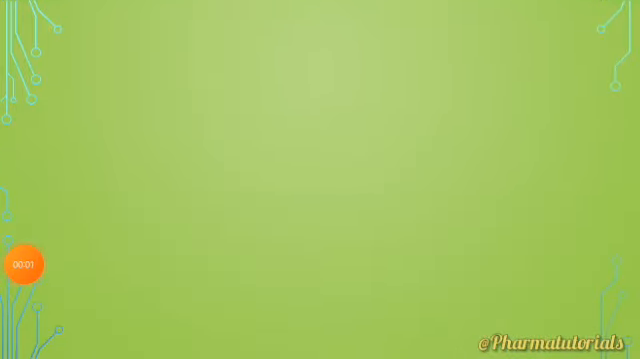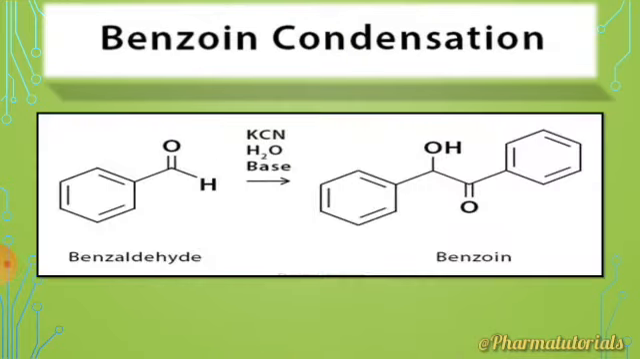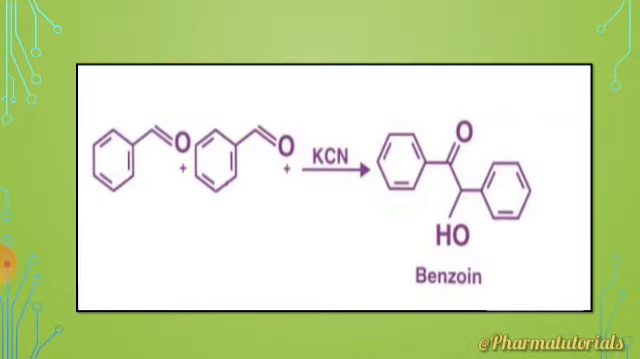Next, benzoin condensation. Benzoin condensation is an addition reaction involving two aldehydes, mainly aromatic aldehydes, in the presence of a cyanide catalyst. This cyanide catalyst may be NaCN, sodium cyanide, or potassium cyanide. Then let us see the reaction mechanism. The reaction is catalyzed by a nucleophile such as an N-heterocyclic carbene or a cyanide. The condensation begins with benzaldehyde, which is treated with a catalytic amount of sodium cyanide in the presence of a base.